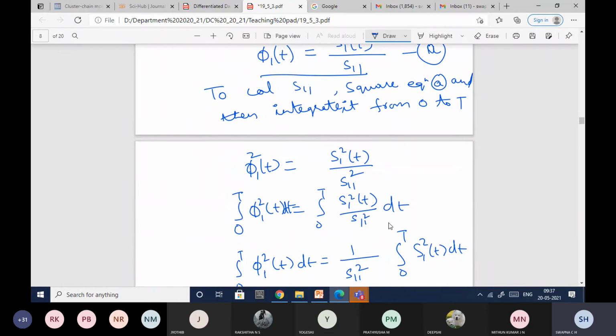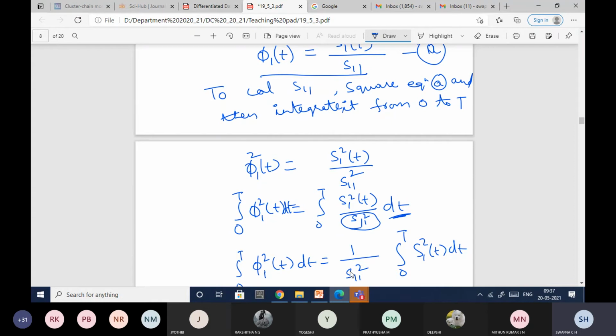Now s11 square is a constant value. Since it is a real valued number, it is independent of t, because here the integration is done with respect to t. So I can take it outside.